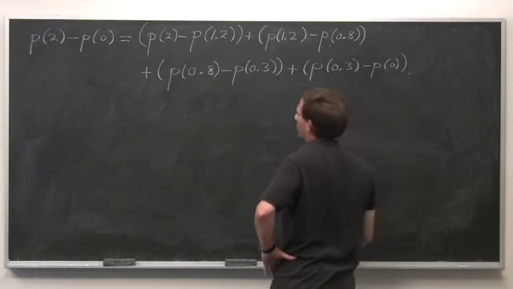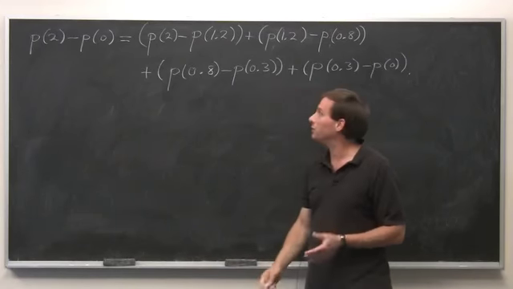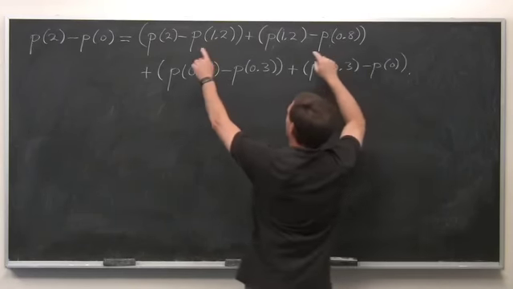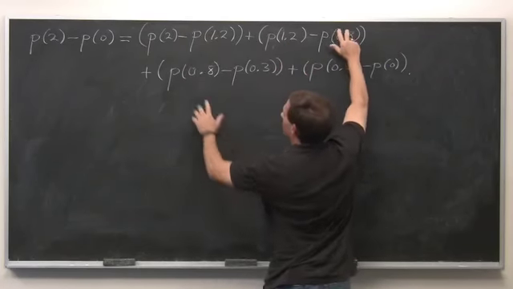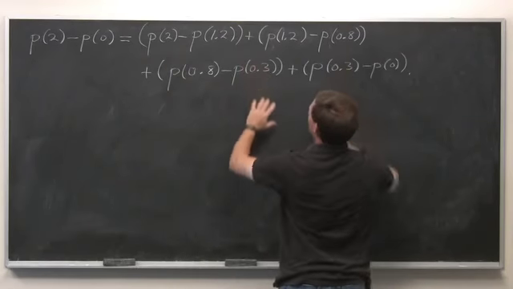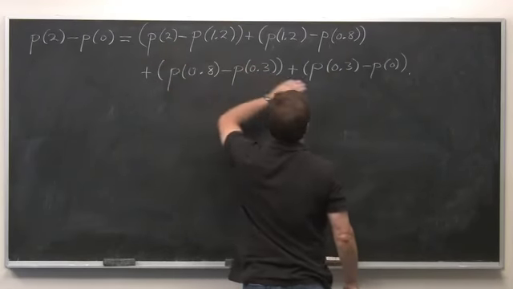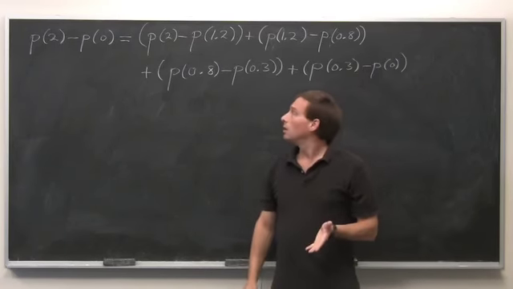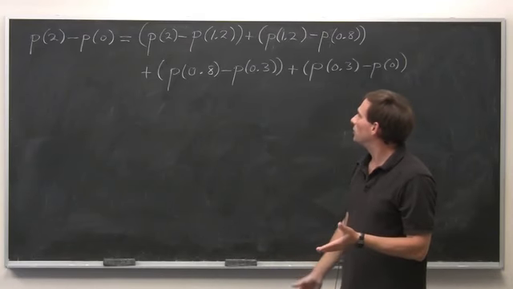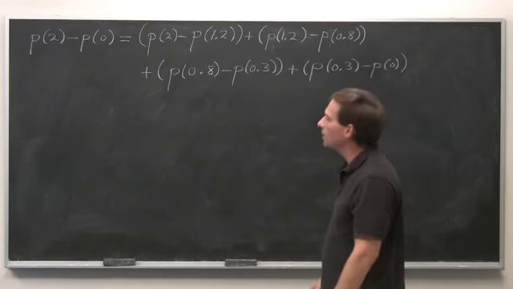All right, why do this? Well, first of all, the equality is true because this telescopes. Here's minus this plus this, so these cancel. There's minus this plus this, these cancel. Minus this plus this, these cancel. You're left with P of 2 minus P of 0. Yes, the sum telescopes. All the in-between terms collapse.